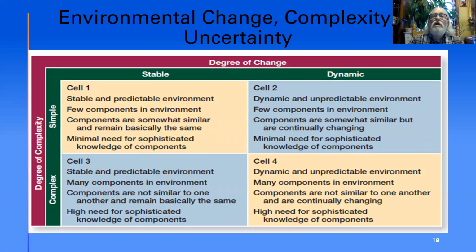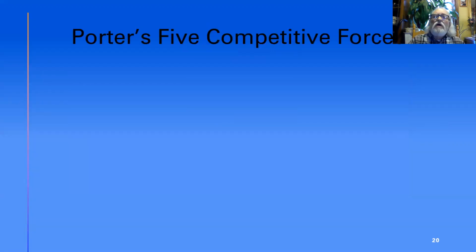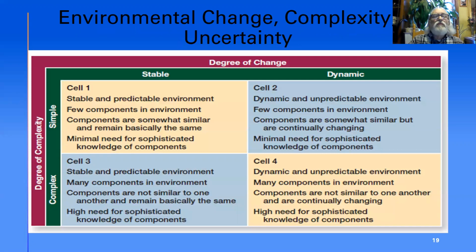Now, here's a grid that looks at it a little bit differently. This one is going to give us a little more information about the degree of change and so forth. So, in that stable environment where things are still simple and predictable, here's where we could look at a few more details about it. You don't need to know a lot about how the components work. It's predictable. You can learn it quickly.